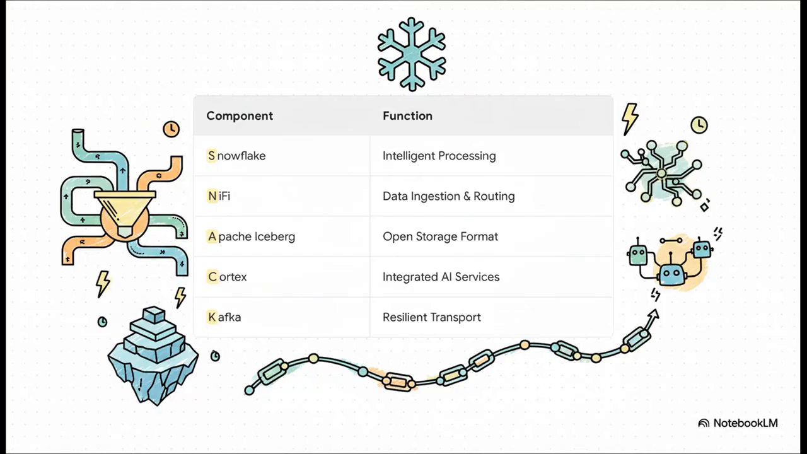So here's the 30,000-foot view of the whole stack. You've got S for Snowflake, that's your intelligent processing hub. N for NiFi, think of it as the traffic cop for all your data. A for Apache Iceberg, which is your open storage foundation. Then C for Cortex, that's the AI brain of the operation. And finally, K for Kafka, the super reliable messenger service that connects everything. See how they all fit together? It's a really coherent system.